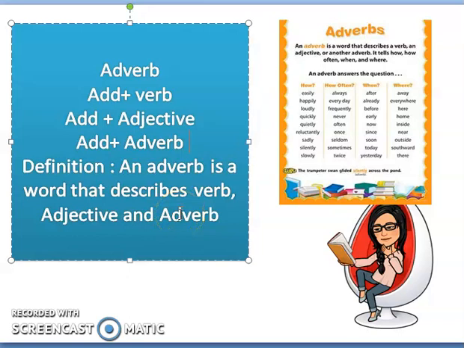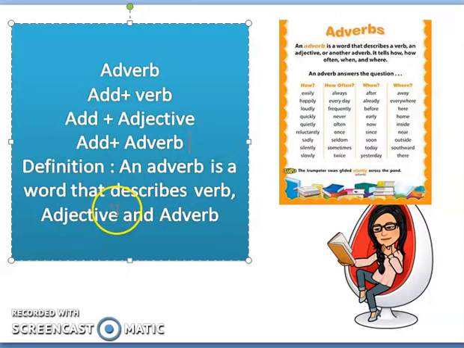Adverb is a word that describes, মানে তোমরা জানো, you know that, বর্ণনা করা। কি কাকে বর্ণনা করে? Verb. Verb means actions such as walk. Walk is a verb. So if I add adverb, he walks slowly. Slowly is an adverb. It is describing how he is walking.